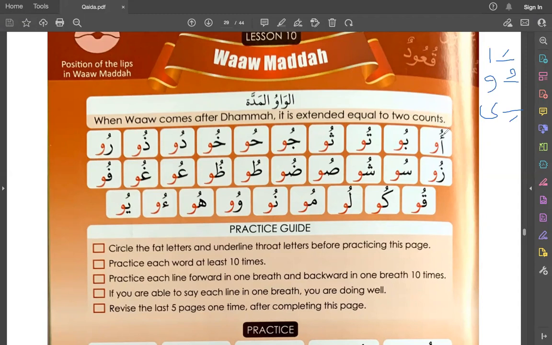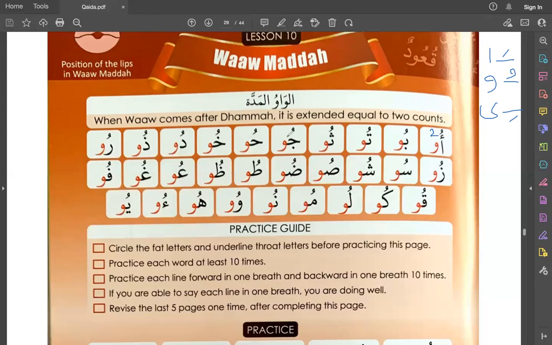Ooh, it is 2 counts long. Ooh, and make sure you circle your lips and make it 2 counts long. Ooh, boo, do. Circle your lips very well, as if you want to see your lips with your eyes. You should be able to see them, it should be that circled.